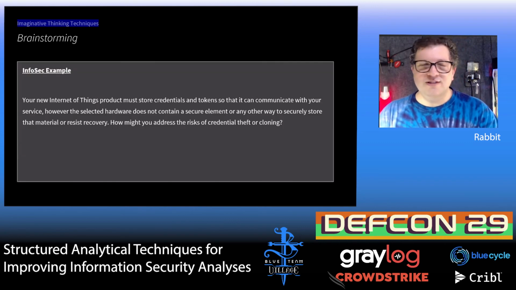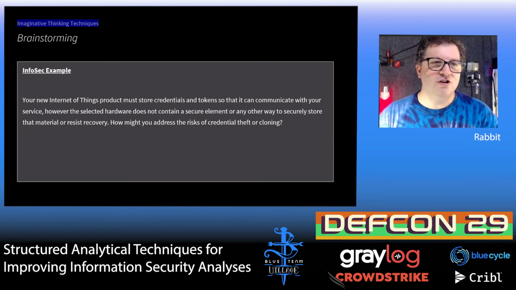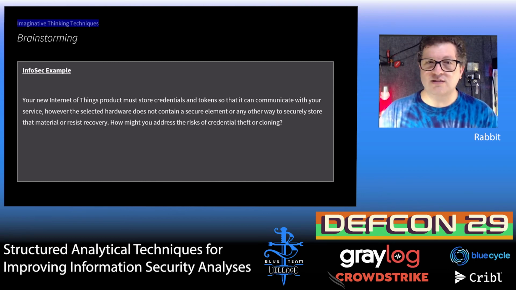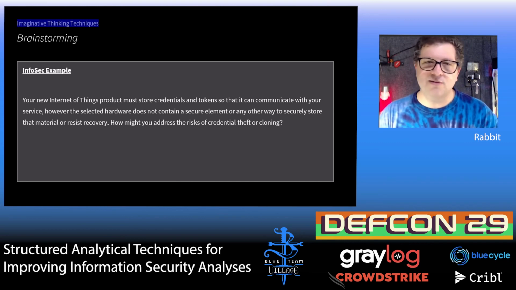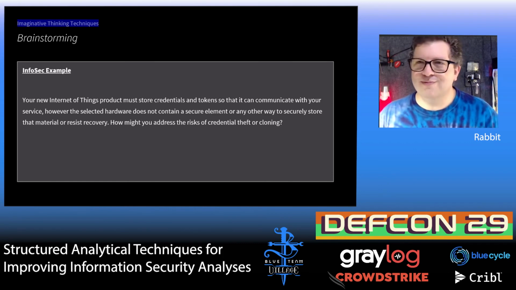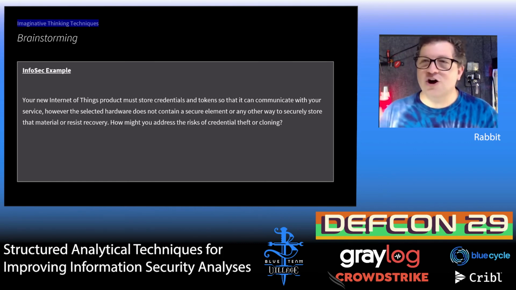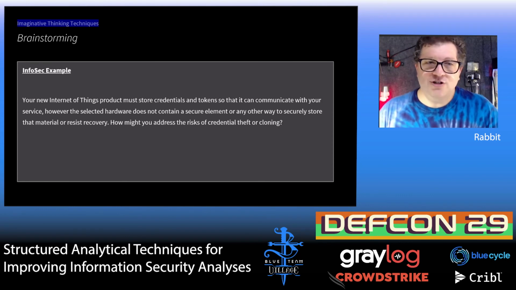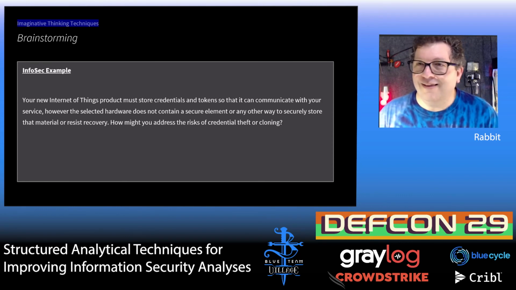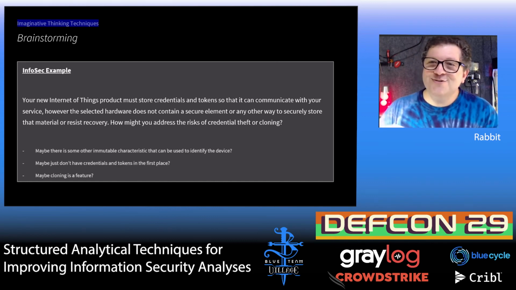How might you use that in InfoSec? So your new Internet of Things product must store credentials and tokens so that it can communicate with your service. However, the selected hardware doesn't contain a secure element. It doesn't have any way to securely store the material or resist recovery. We'll just assume in this fictional device, you can always get these creds off of it. How might you address the risks of credential theft or cloning? I don't know, but maybe we would use brainstorming.